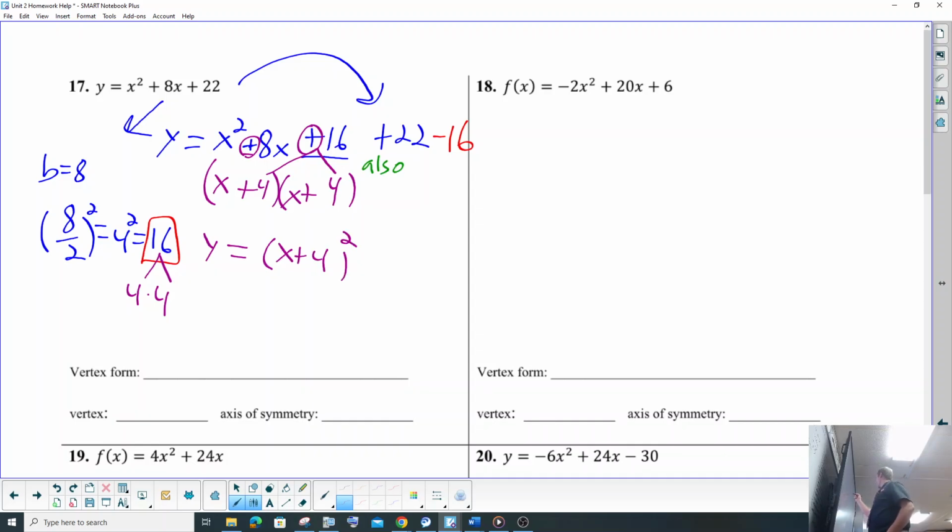And then 22 minus 16, is that 6? I think that's 6. Plus 6. And so now we have our vertex form. That's our vertex form. And then we have our vertex. Remember, it's negative 4, positive 6. Remember, it's opposite sign. Don't forget. Whoa, that's wrong. Remember, it's opposite sign.